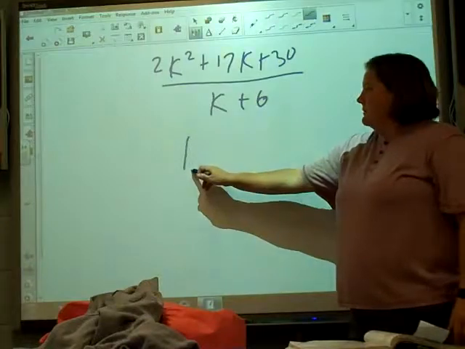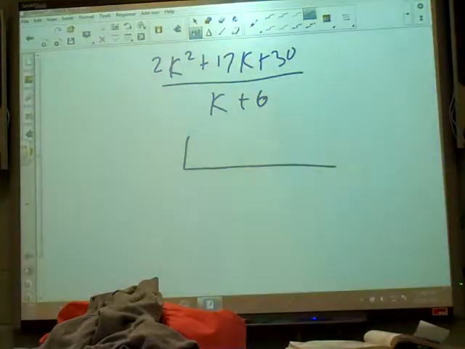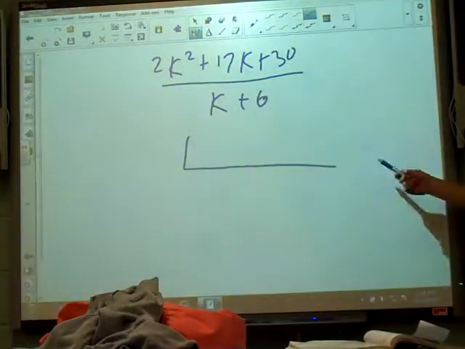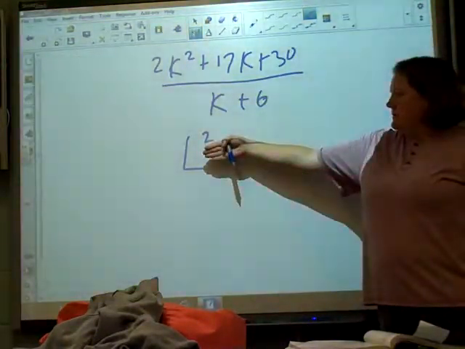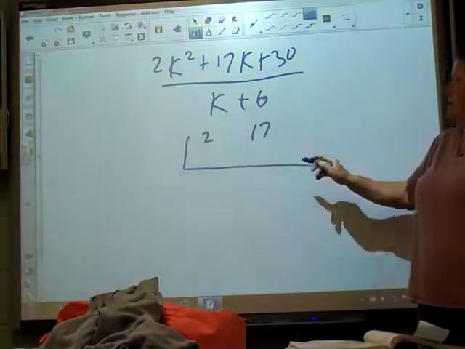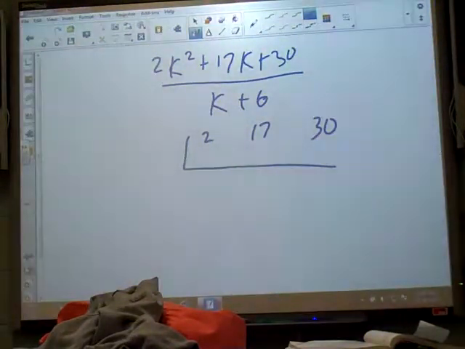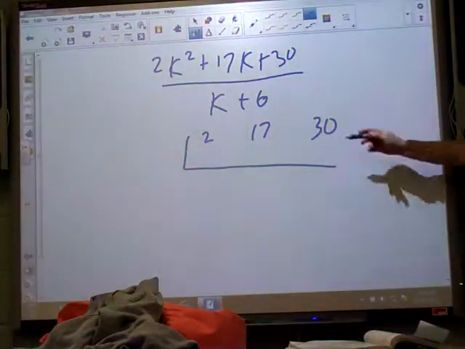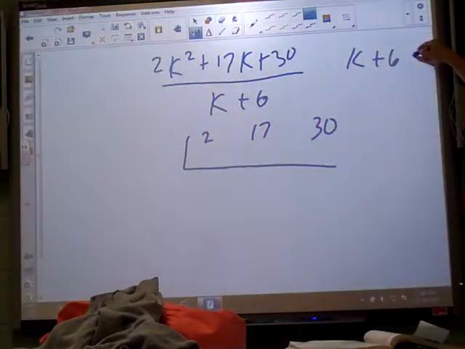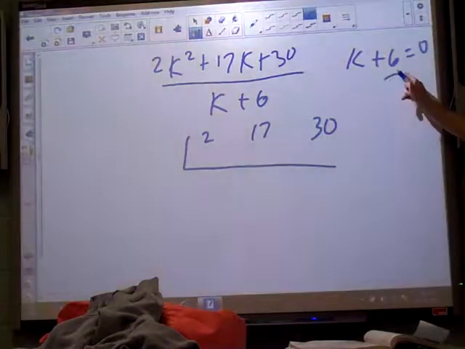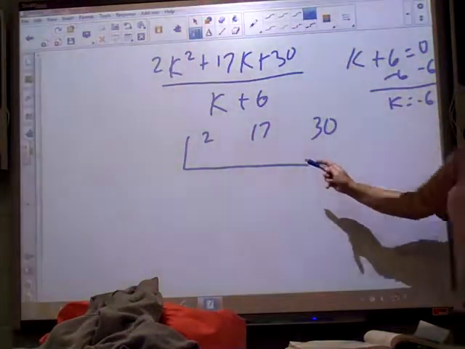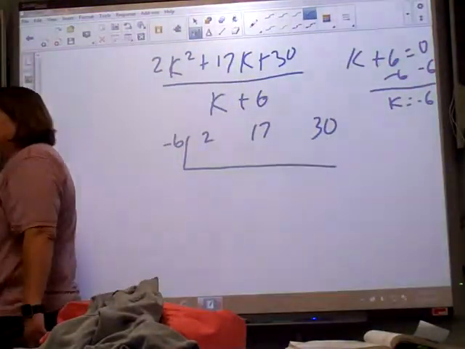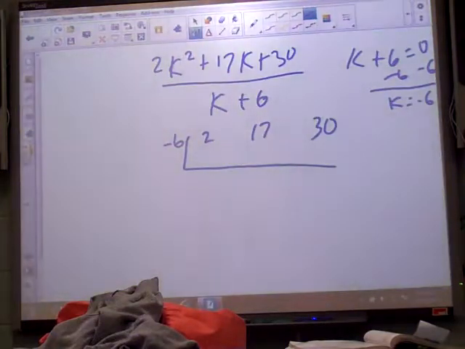Synthetic division is the one where the box is upside down. Does that ring a bell yet? All we fill in that box now are our coefficients. 2 on the k squared. Leave a little space underneath it. 17 on the k to the first and 30 for my constant. Then what I put outside the box, I take what I'm dividing by, set it equal to 0, and solve. So outside the box is going to be a negative 6. Okay? Coming back yet?